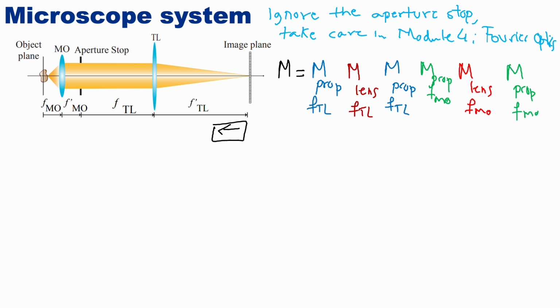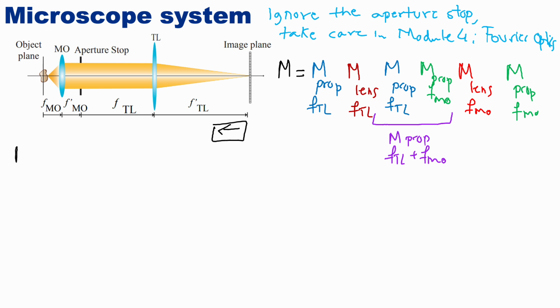I did this to have more similarity, symmetry with the matrix, but these propagations you can do from the tube lens to the aperture stop, and then the aperture stop to the objective lens, or you can just consider a single propagation that is the sum of both focal lengths. Both approaches are completely fine.